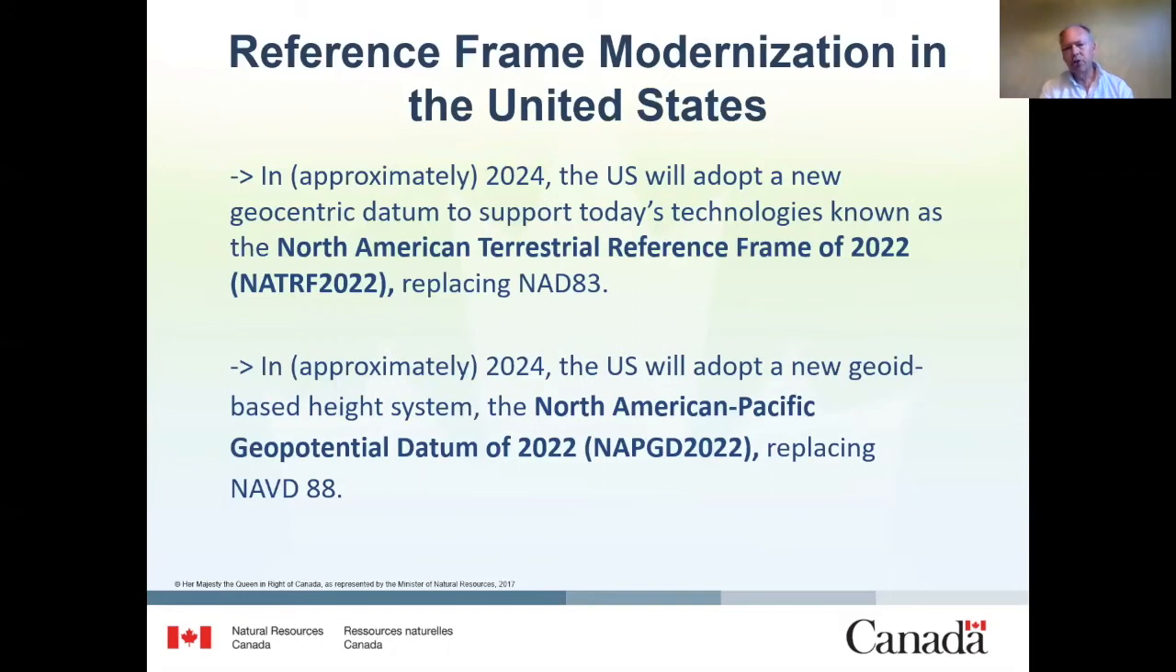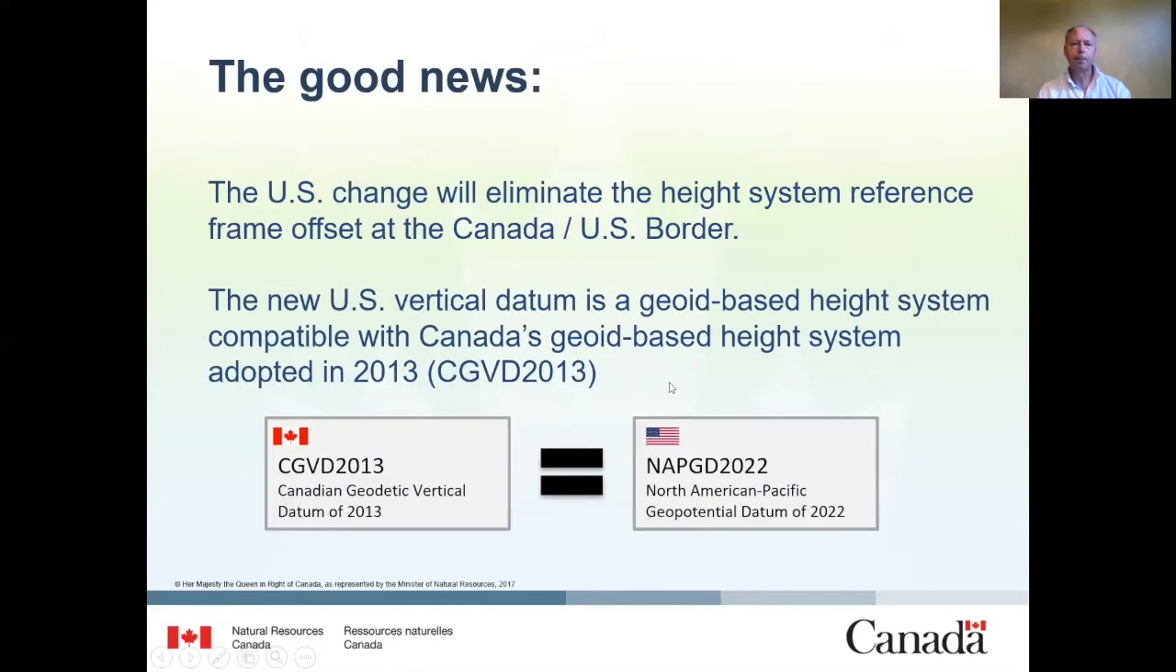They will also change their height system, the heights above sea level. This is the geopotential datum that I mentioned. So they will be moving to a new geoid height system called NAP-GD 2022, which is the North American Pacific Geopotential Datum of 2022, and that will replace NAVD 88. Remember that NAVD 88 was never adopted in Canada, so this one is more of a good news matter.